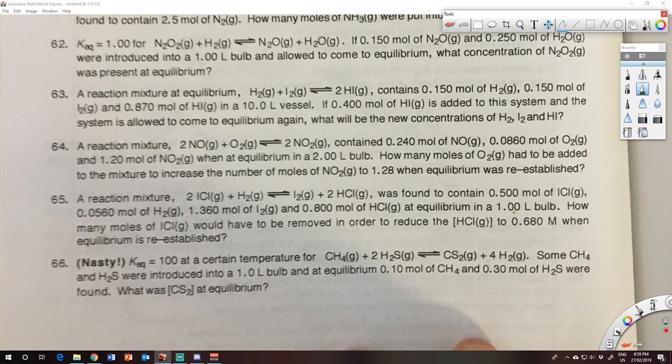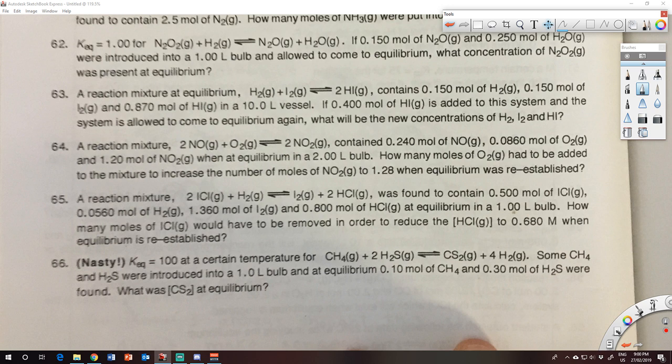63. Reaction at equilibrium. We have mole amounts of everything. Add some stuff to it. New equilibrium. 63 is actually easier than 59. But we did an example like that in class, so I'll skip that one.